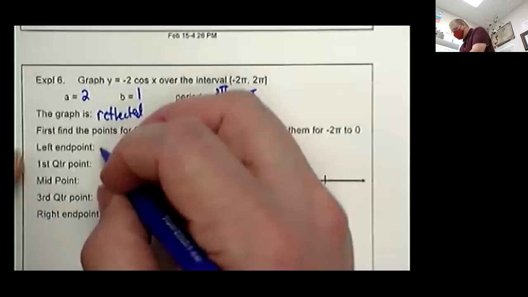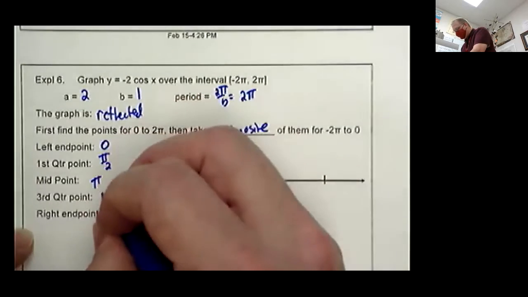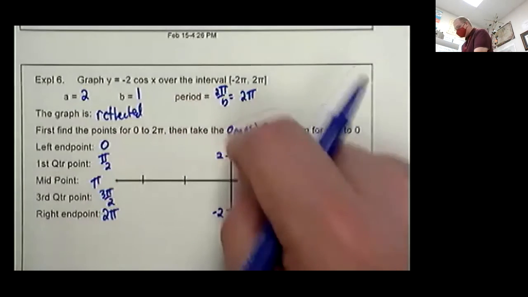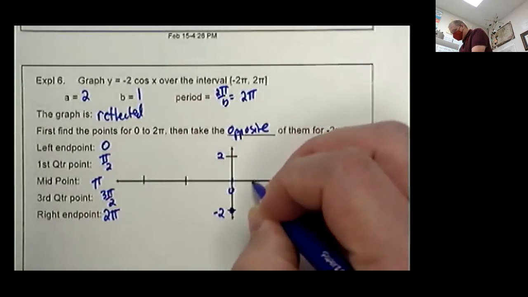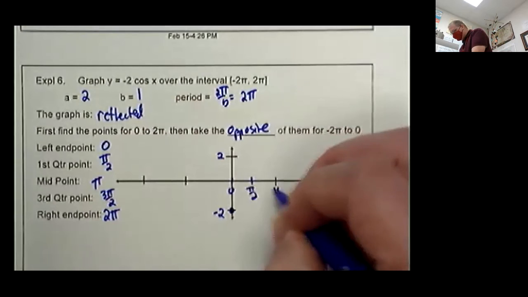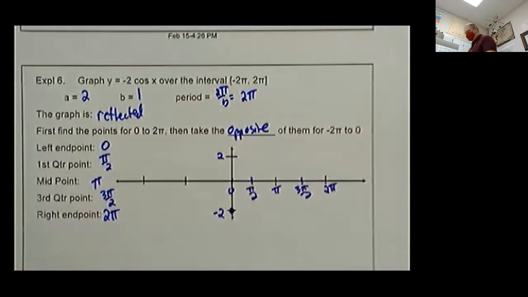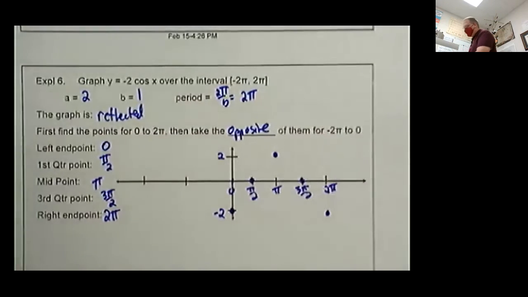Our left endpoint is at 0. We're going to end at our period, which is 2 pi. That means we're using our regular quarter points, pi halves, pi, 3 pi halves, and 2 pi. This is a cosine graph, but it's negative. So that means we flip it. So instead of starting at our positive maximum, we're starting at our minimum. So let me go ahead and label this. This is 0, pi halves, pi, 3 pi halves, 2 pi. And so that means we're going 0 to +2 to 0 back to -2.